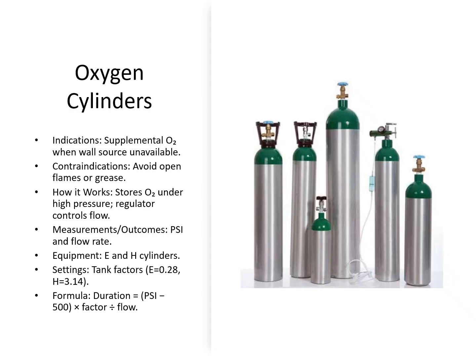Common equipment includes E-tanks and H-tanks. Settings include tank factors: 0.28 for E-tanks and 3.14 for H-tanks. To calculate duration, use the formula: PSI minus 500, times the tank factor, divided by the flow.